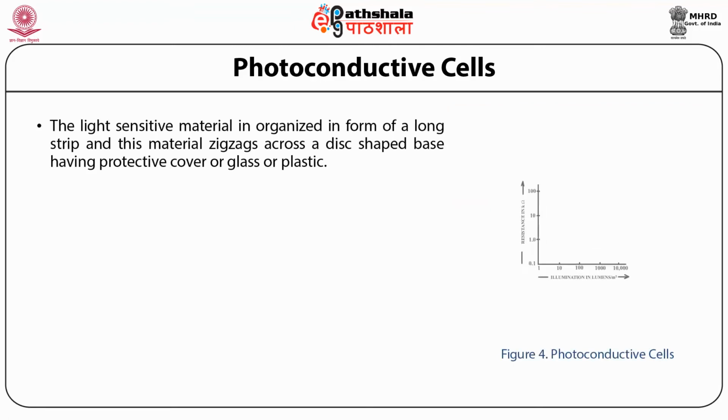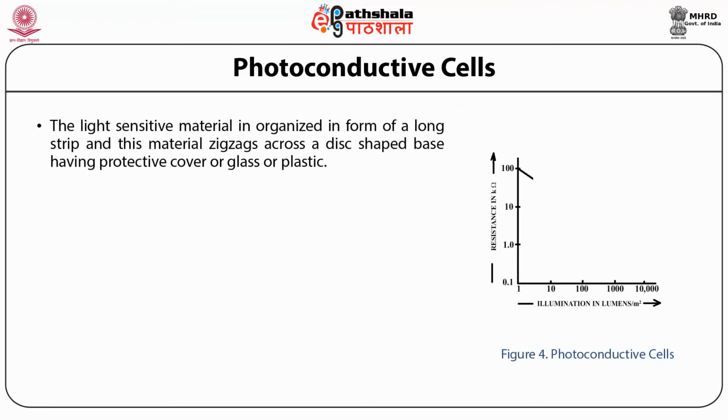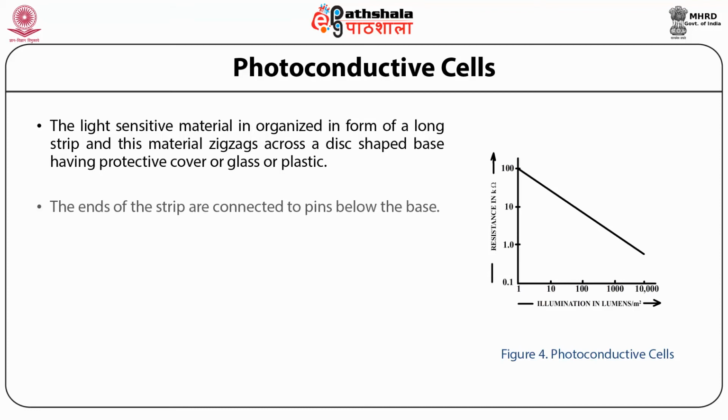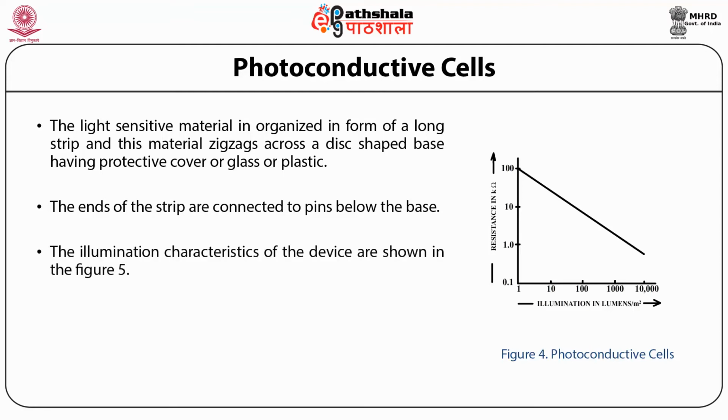The light sensitive material is organized in the form of a long strip, and this material zigzags across a disc-shaped base having a protective cover of glass or plastic. The ends of the strip are connected to pins below the base. The illumination characteristics of the device are shown in figure 5.